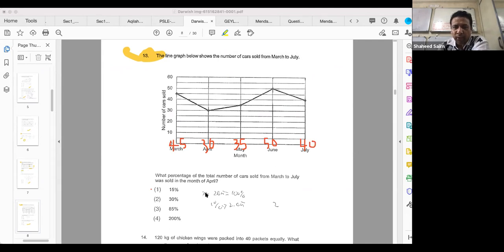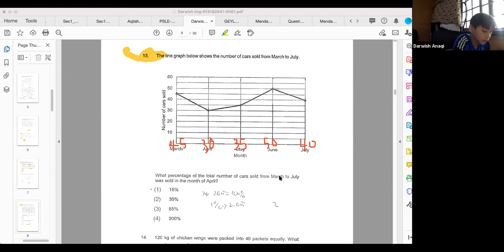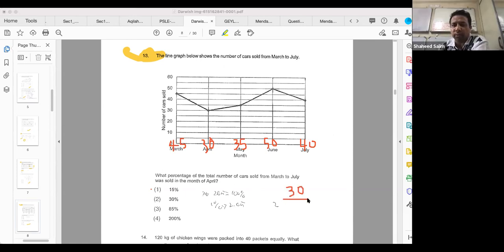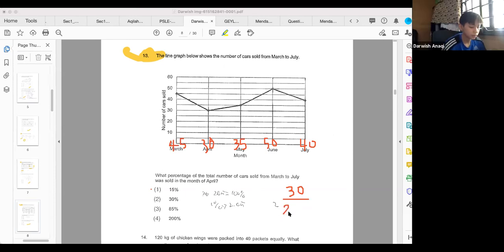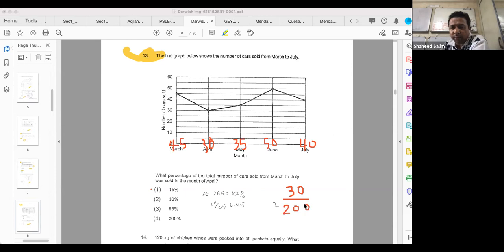Okay, so let us see. What percentage of the total number of cars sold from March were sold in April? So April got how many cars sold? April 30. What is the total number of cars sold? 200. So you take 30 over 200 times 100. Or you don't times by 100, we can just do 30 over 200.